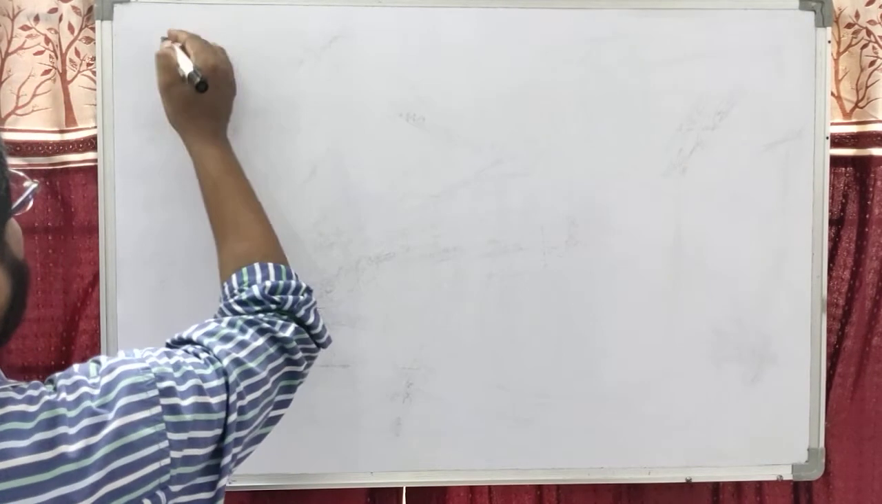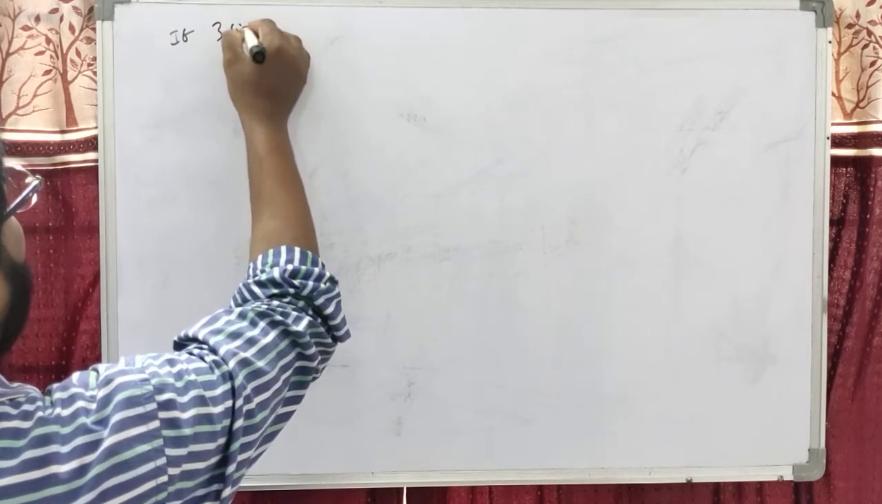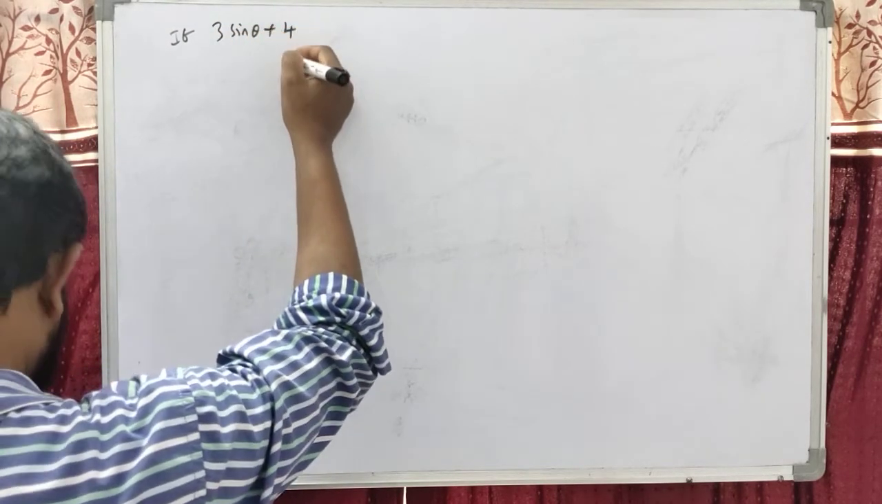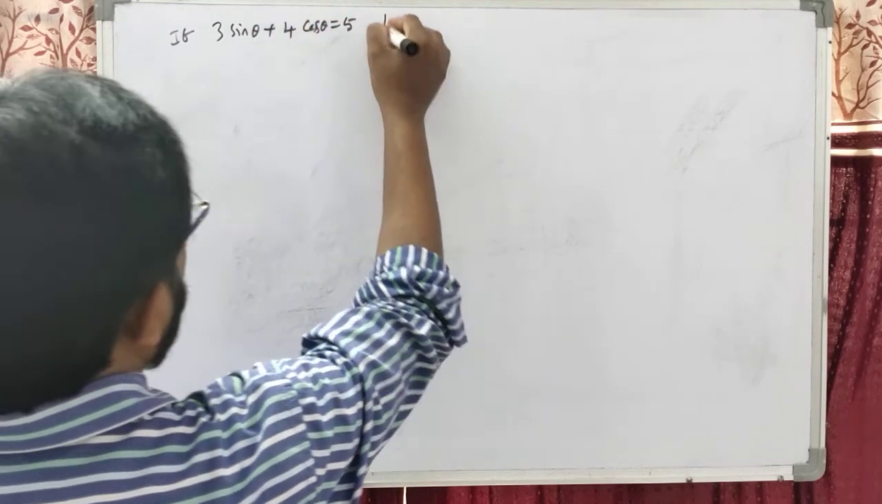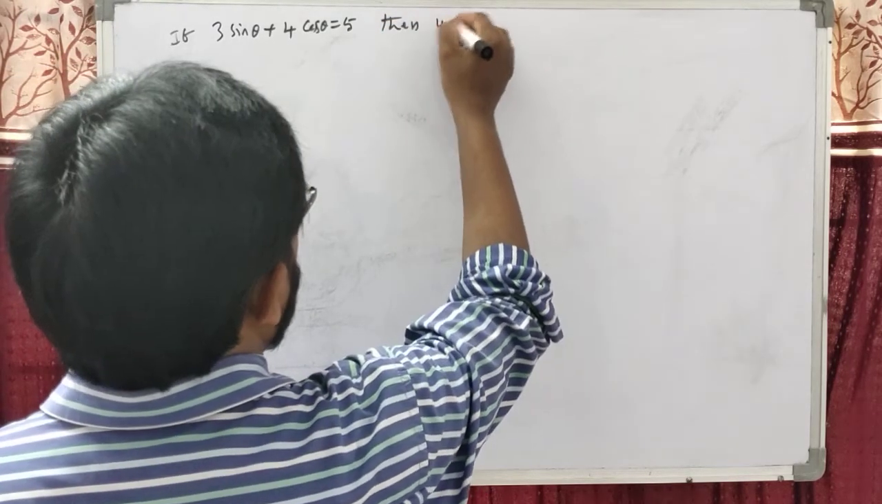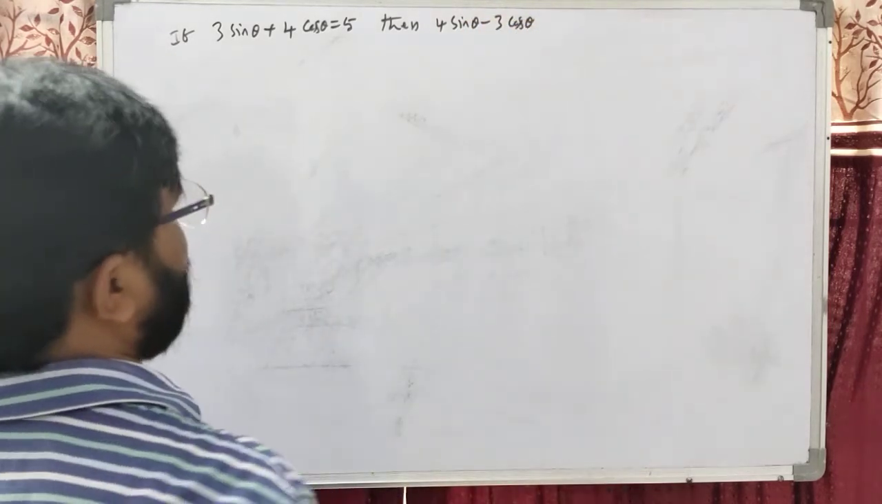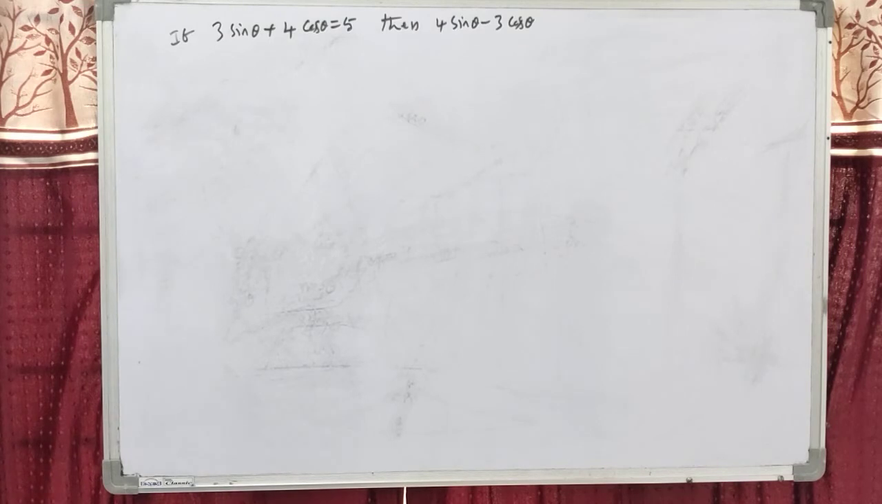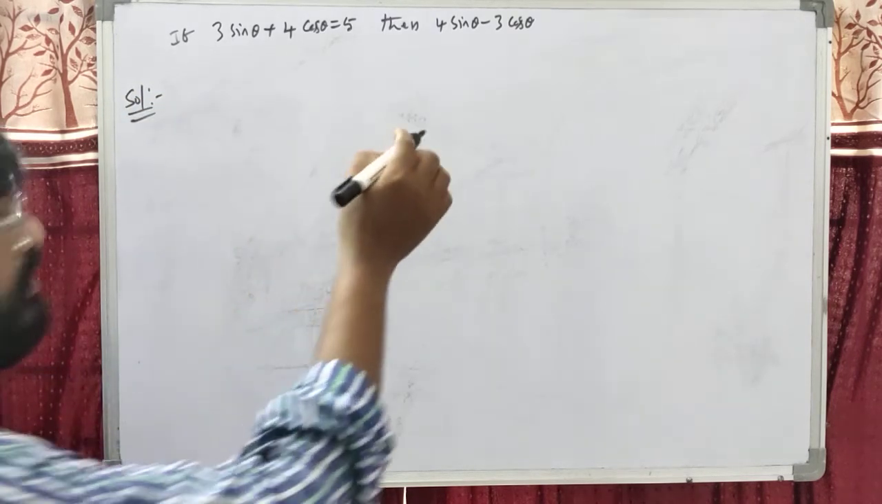Dear students, I will take another example. If 3 sin theta plus 4 cos theta equals 5, then find the value of 4 sin theta minus 3 cos theta. Dear students, its solution is, please listen here.